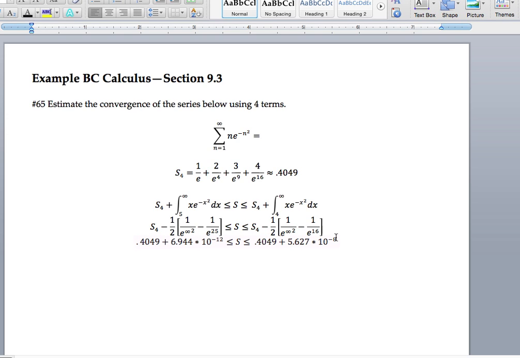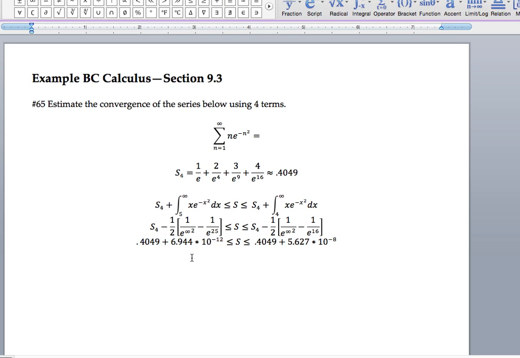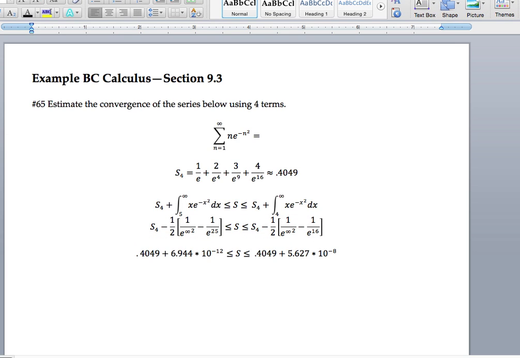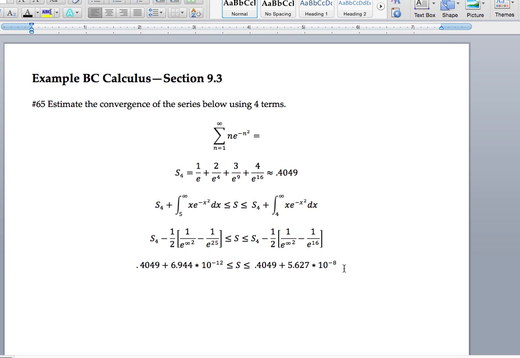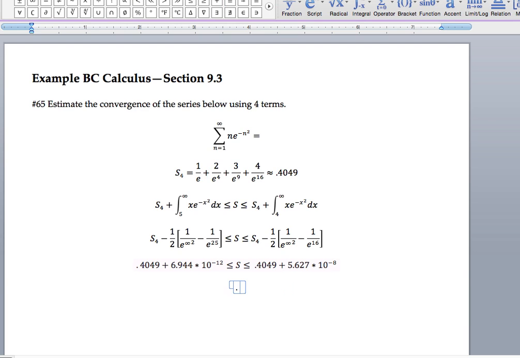10 to the negative 8th power. So I mean, this is pretty negligible, but you can see that we've got a really good estimate for this series. Let me space this out a little bit here so you can see a little better. We've got a really good estimate for this series because these are both really negligible additions that we're adding here.